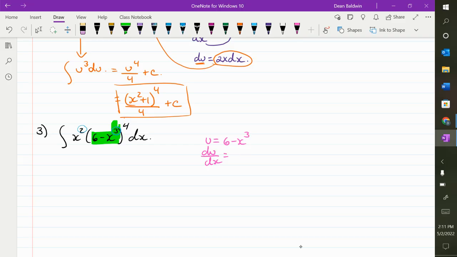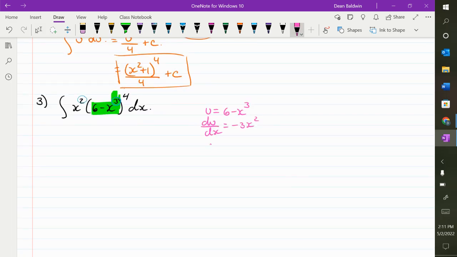Take the derivative of it with respect to x. Derivative of 6 is 0. Derivative of negative x cubed is negative 3x squared. Multiply the dx up. Now you can see this bit is that. However, we don't want the -3 there, so I'm going to pull that to the other side. So I'm going to divide off the -3. So now x squared dx is equal to du over -3.